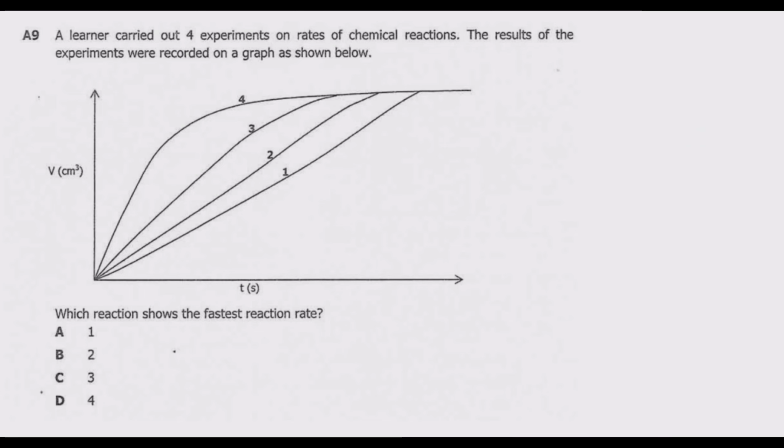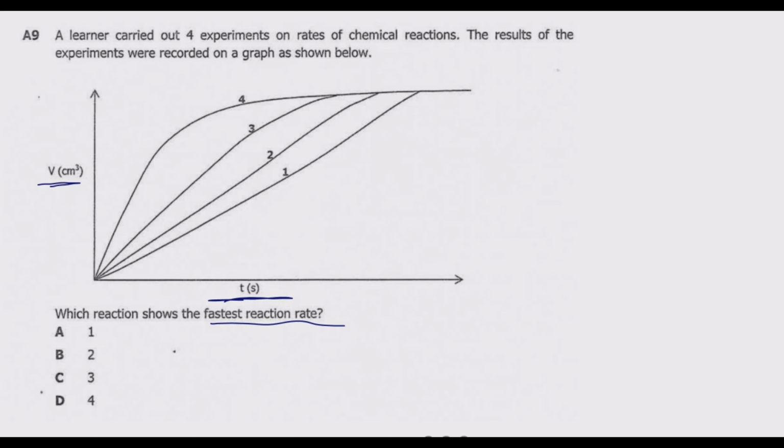Let us look at question 9. A learner carried out 4 experiments on rates of chemical reactions. The results of the experiments were recorded on a graph as shown below. We have time in seconds, then we have volume on the vertical axis. The question: which reaction shows the fastest reaction rate? So we want to see which one finished first.